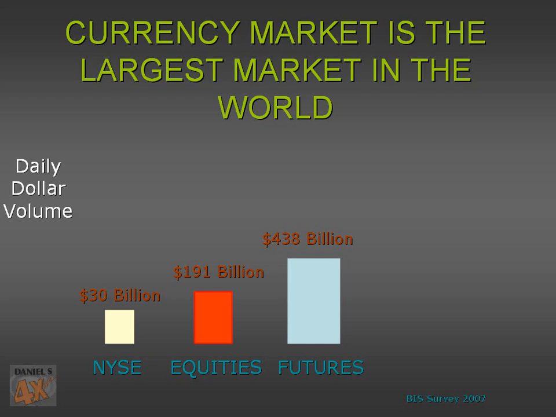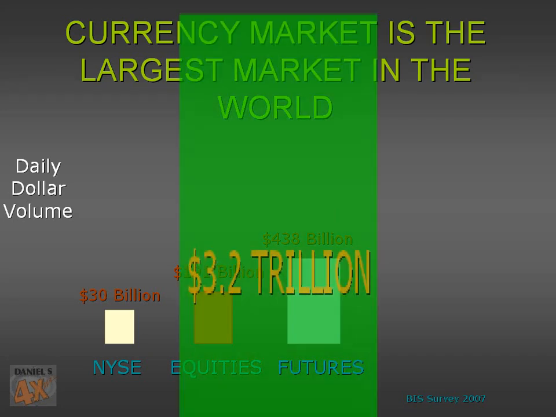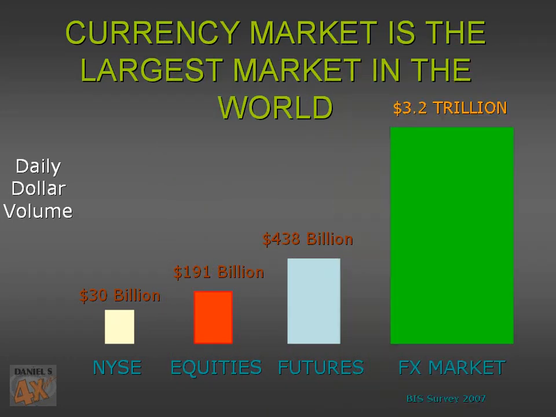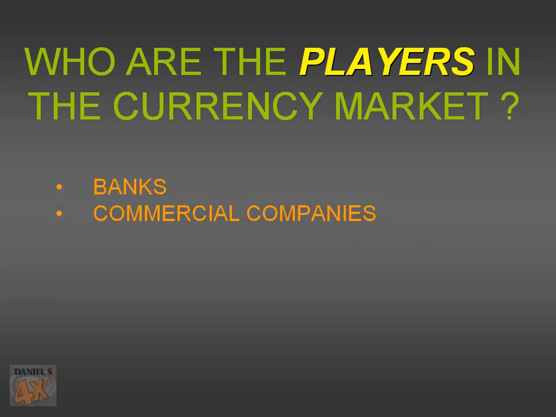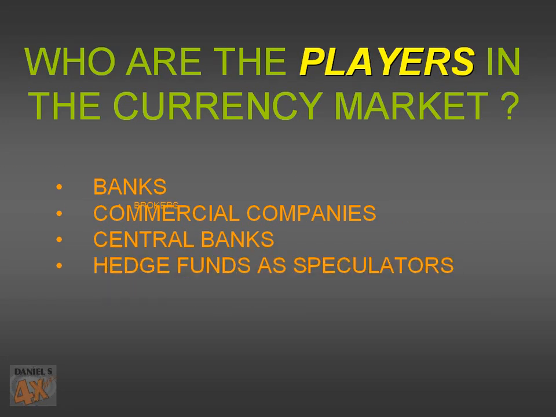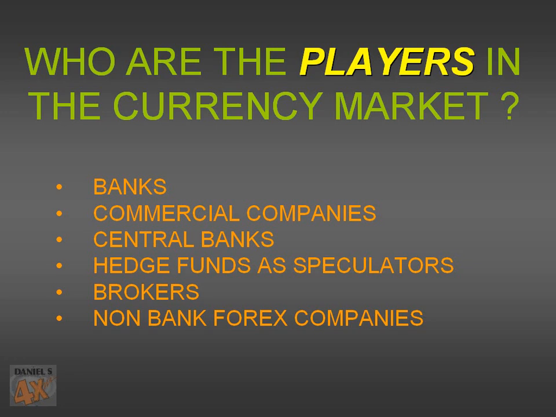Now, the currency market is the largest market in the world, trading at the last BIS survey in 2007 at about $3.2 trillion a day in volume. Huge market. Basically dwarfs all the other markets, the futures, equities, and the stock exchange. Now, who are the players in the currency market? We have the banks, commercial companies, central banks, hedge funds and speculators, brokers, non-bank Forex companies, and the retail traders, such as you, make up about 5% of the market.